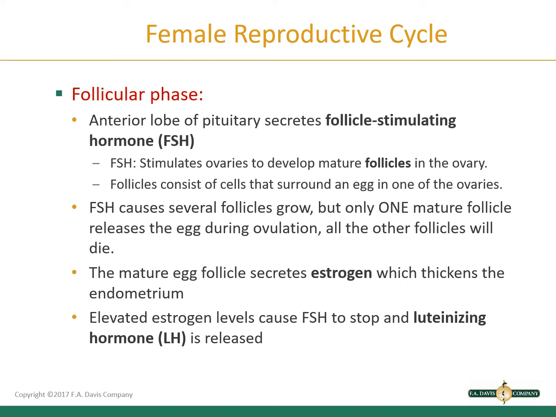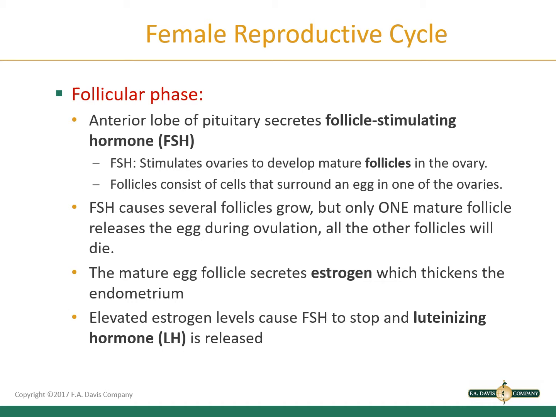The hormone follicle stimulating hormone causes several of those follicles to grow, but remember, there's going to be one dominant follicle, one mature follicle to release the egg during ovulation. All the other follicles will die off. Your mature egg follicle is going to secrete estrogen. So estrogen thickens the endometrium. It helps make that lining of the uterus a good home for the egg to implant. It wants to make a nice, friendly, welcoming home for that egg.